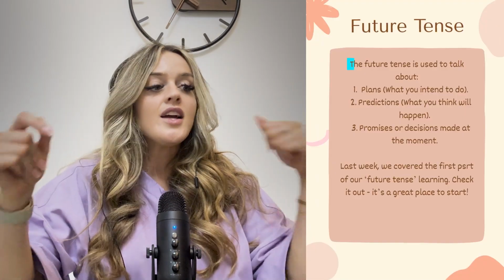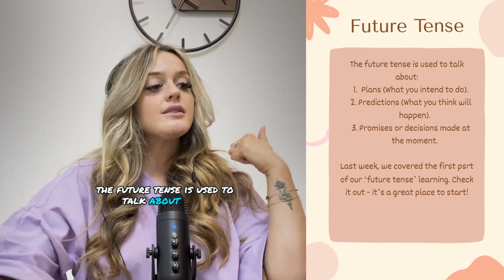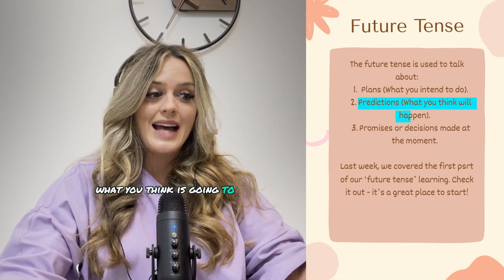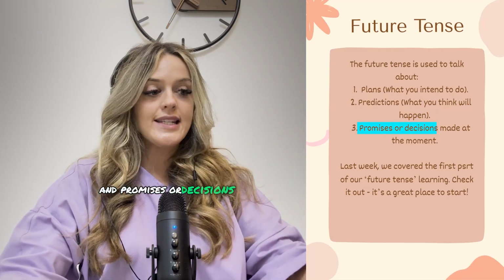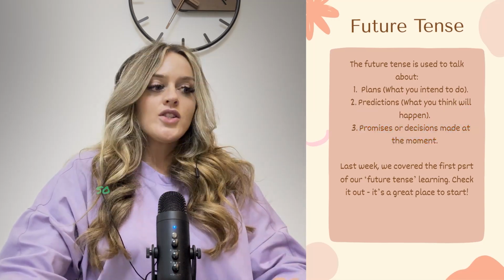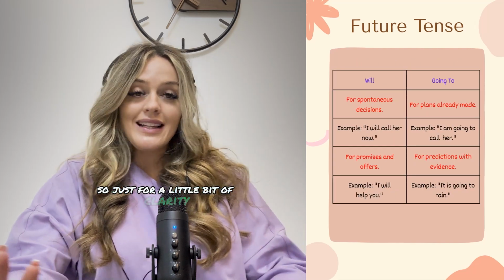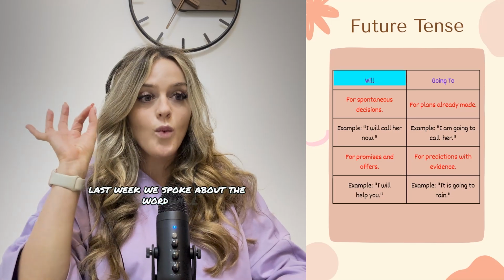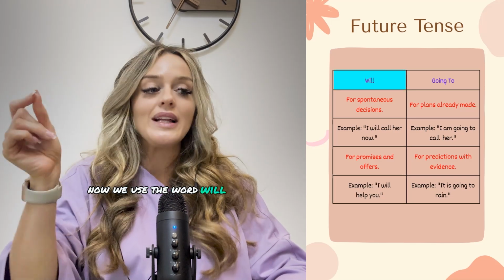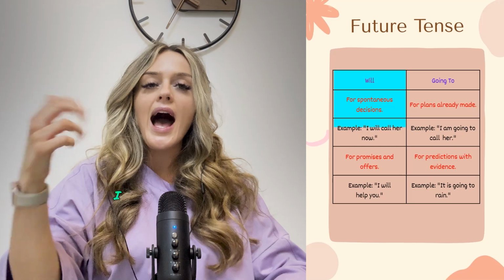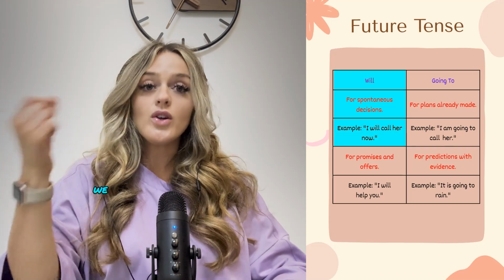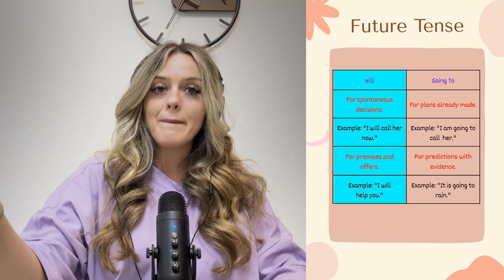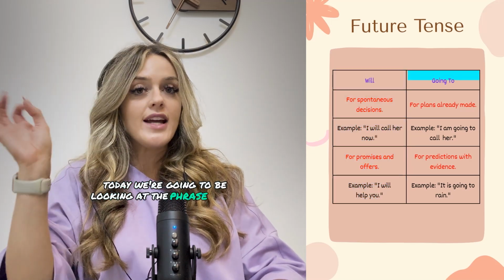So here we go. The future tense is used to talk about plans, what you intend to do, predictions, what you think is going to happen, and promises or decisions made at the moment. So, just for a little bit of clarity, I want to talk about how last week we spoke about the word will. Now, we use the word will for spontaneous decisions. I will call her now. We also use it for promises and offers. I will help you. Today, we're going to be looking at the phrase going to.